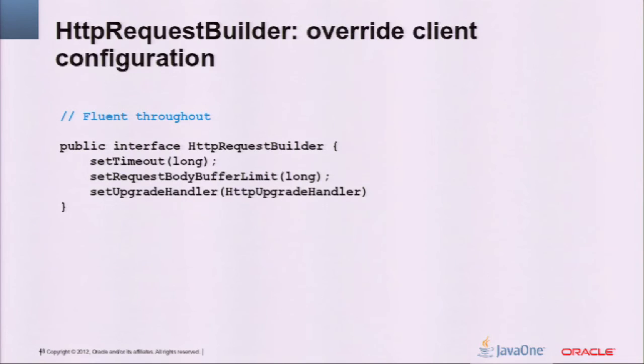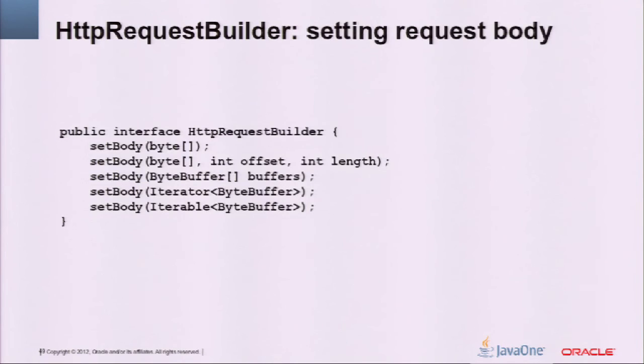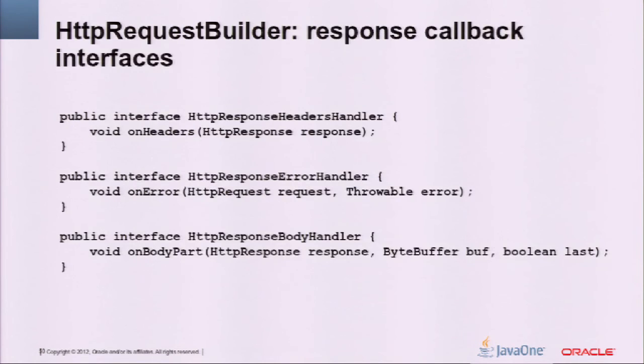Again, this is Fluent throughout. The request builder also has other properties like setting the timeout, the request body buffer limit, and here's where you can set upgrade handlers for doing WebSocket upgrades, for example. A variety of methods that I think Michael will talk about in some of the code examples better: setting the body by byte, byte array, byte buffer, iterators of byte buffers. So you've got lots of push and pull methods for setting the request body.